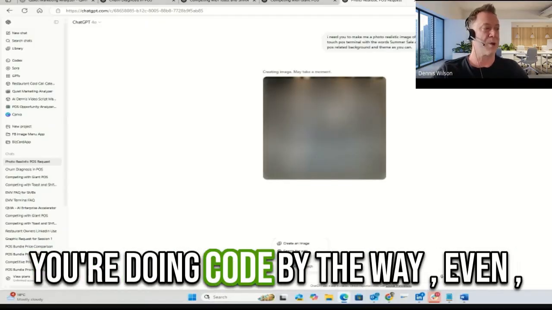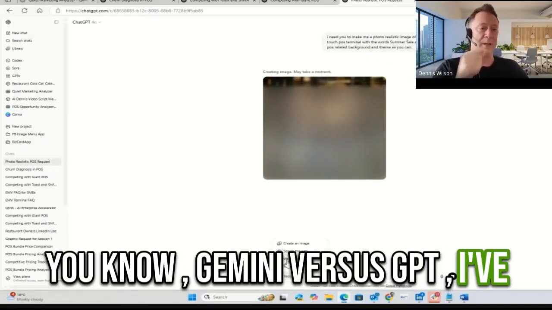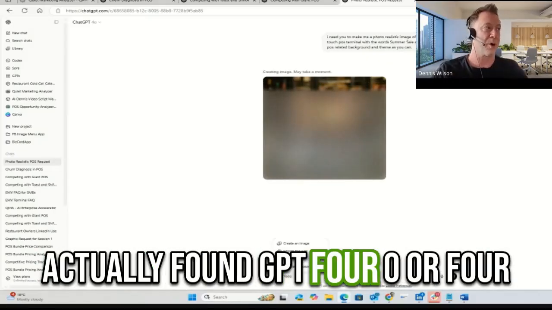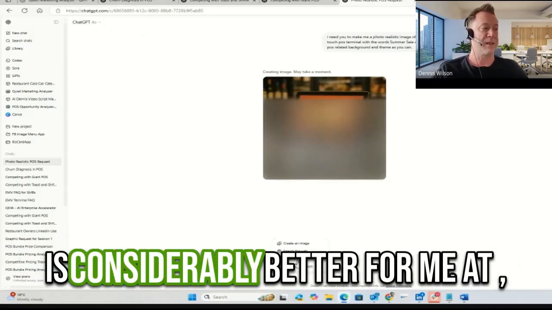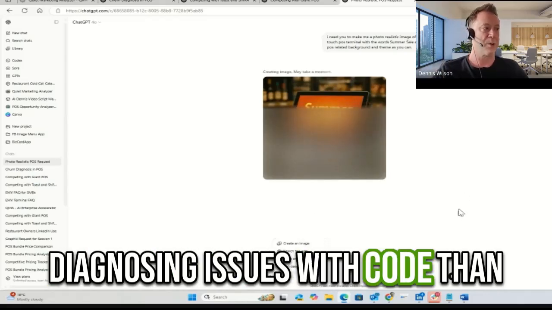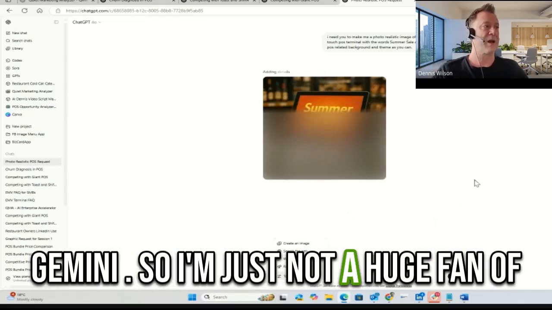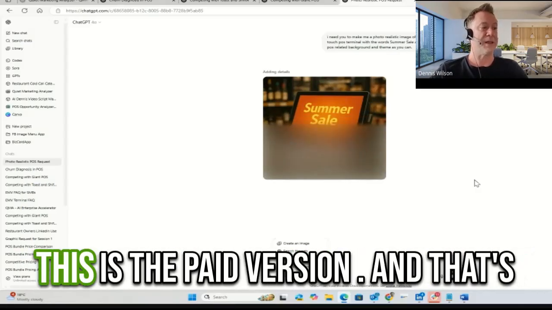Like when you're doing code, by the way, even Gemini versus GPT, I've found GPT 4.0 or 4.1, if you really need to get deeper, is considerably better for me at diagnosing issues with code than Gemini. So I'm just not a huge fan of Gemini at this point. It hasn't done a lot of stuff that's good for me, but this is the paid version.